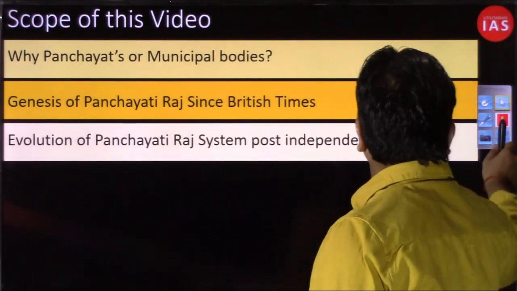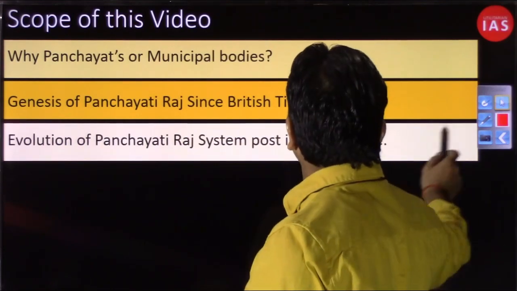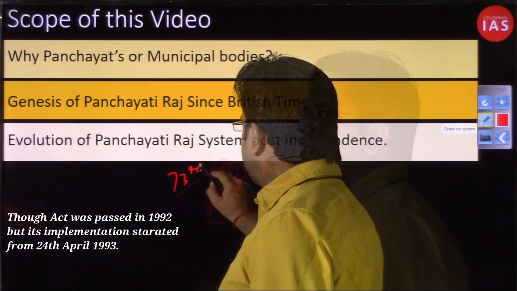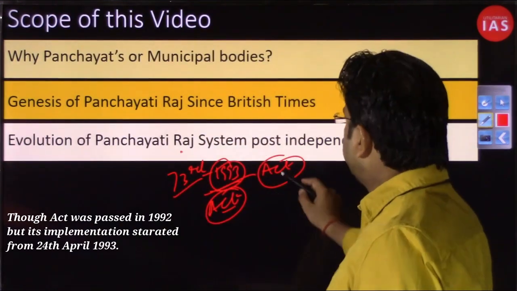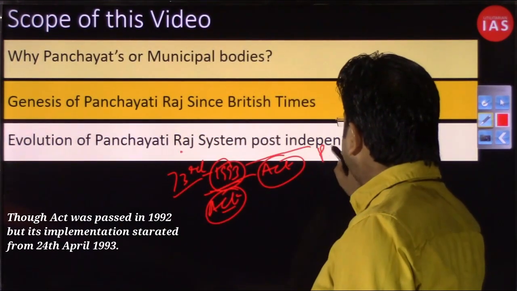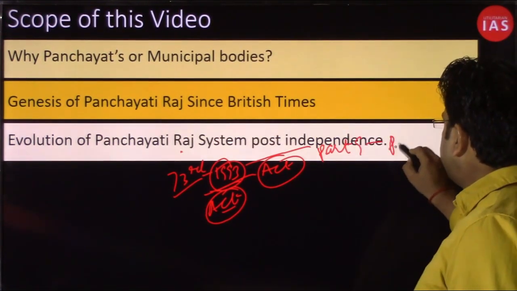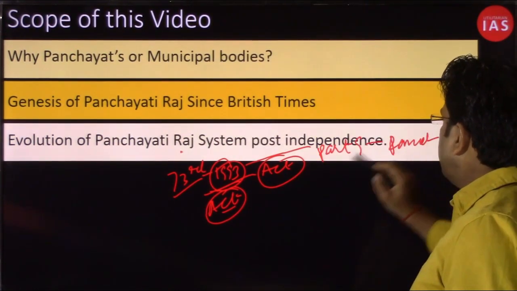And this part 9 had been inserted into the Indian Constitution by the 73rd constitutional amendment. So by the 73rd amendment you had this insertion of part 9 of the Indian Constitution, and part 9 deals with Panchayati Raj, and that we are going to discuss.